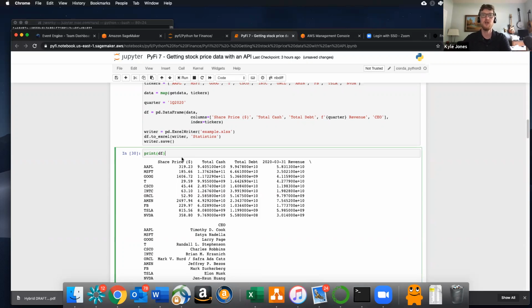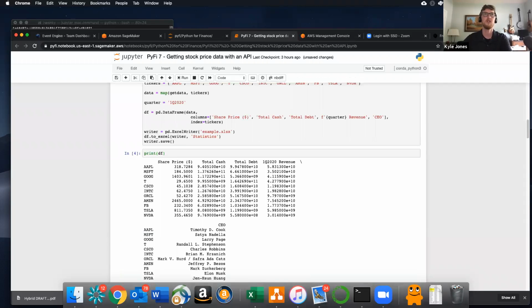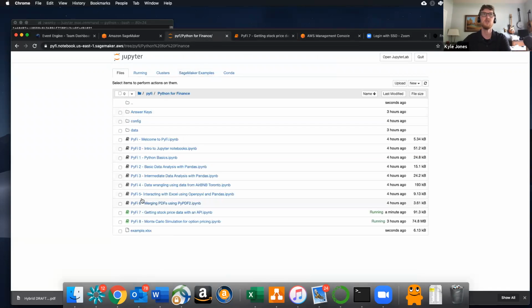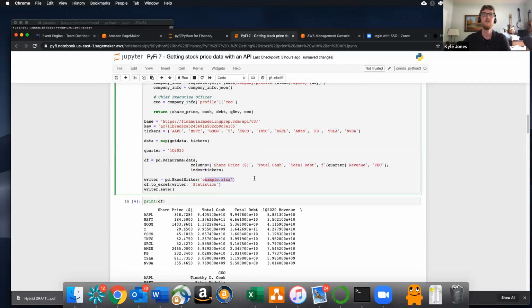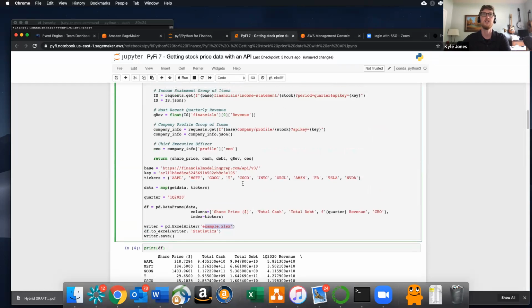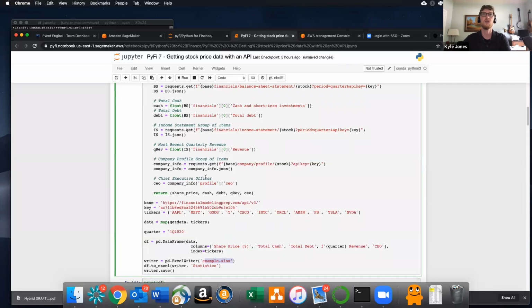And then in that next cell, we can actually see the results. So it created this new data frame for us that has this information. It also saved it as an Excel file. So if you go back to the folder structure, you'll see we have a new Excel file that has that information so we can use it for later. Let's talk a little bit about how this works.